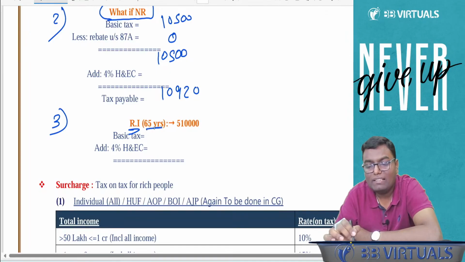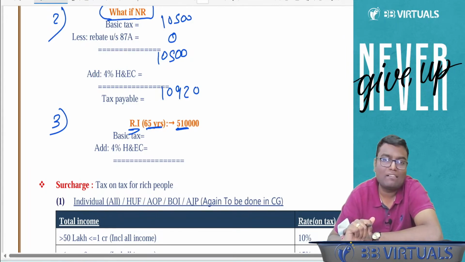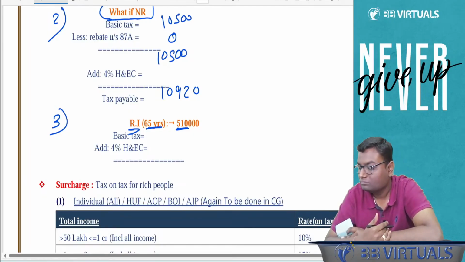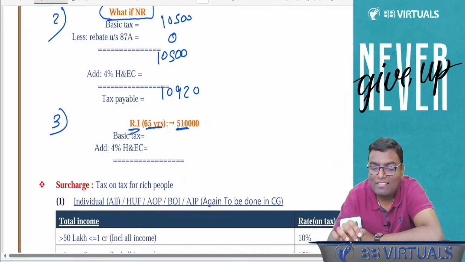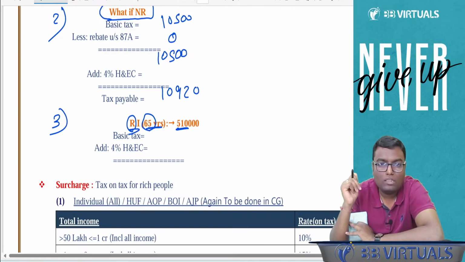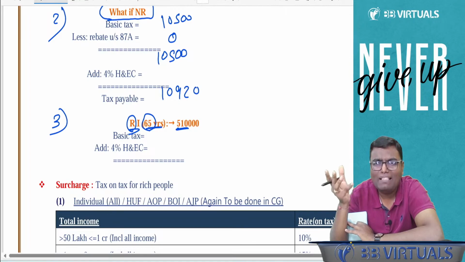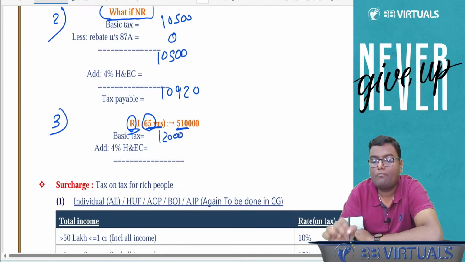Now solve this. Resident individual, aged 65 years. Total income is 5,10,000. First of all, tell me what will be the basic tax. What will be the basic tax over here? Can we say up to 3 lakh there will be no tax because the person is a resident senior citizen. Don't forget that. Basic exemption limit is 3 lakh. 3 lakh to 5 lakh, 5%, that comes to 10,000. 5 lakh to 5 lakh 10,000, that is on balance 10,000, 20%, that means 2,000. Total basic tax 12,000.